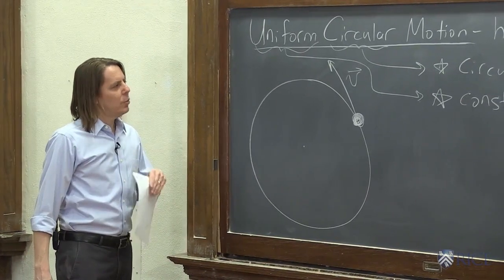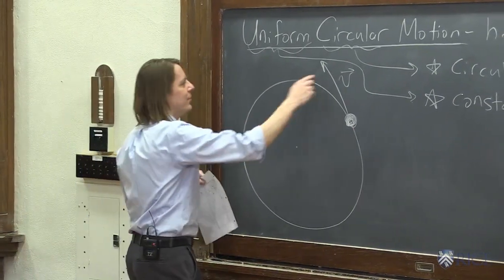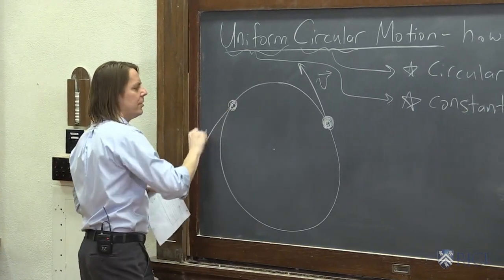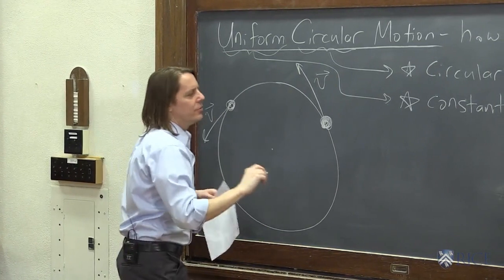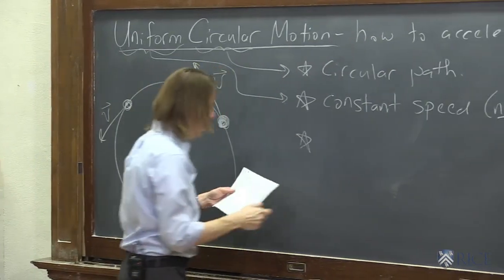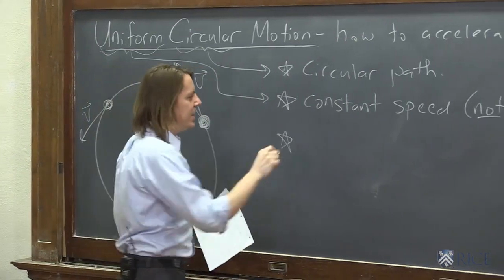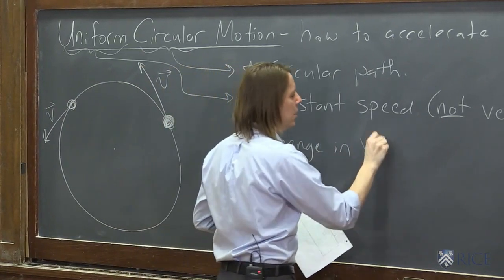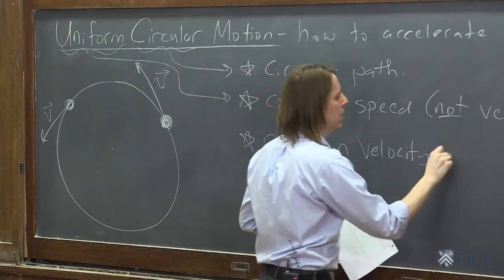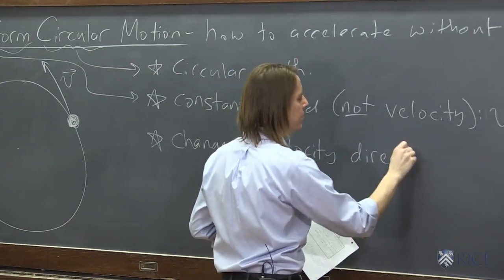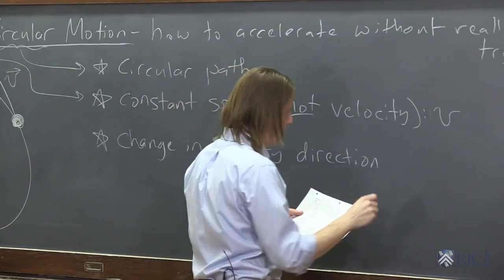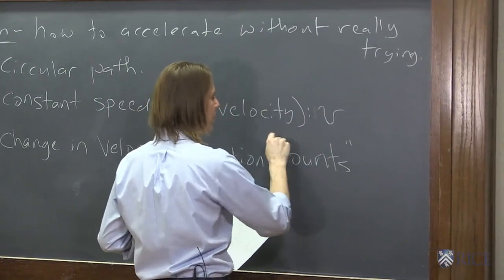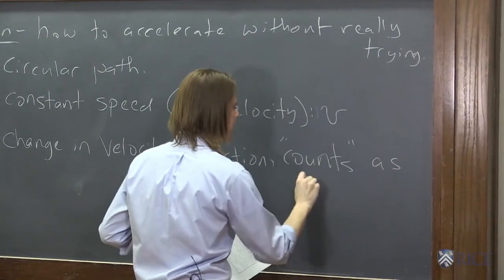So what is interesting, though, is here the velocity vector looks like that. Here, the velocity vector looks like this. So what we can conclude is that there's a change in velocity direction. And basically that counts, if we're keeping score, as acceleration.